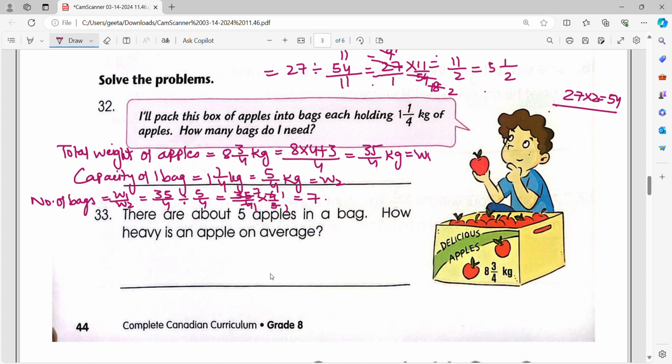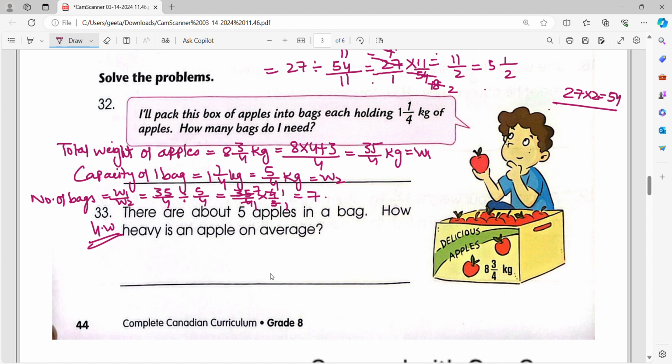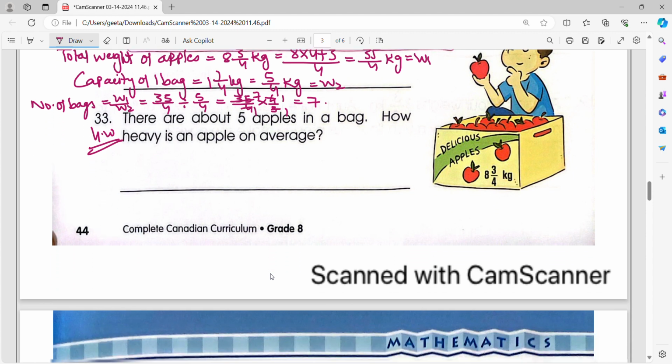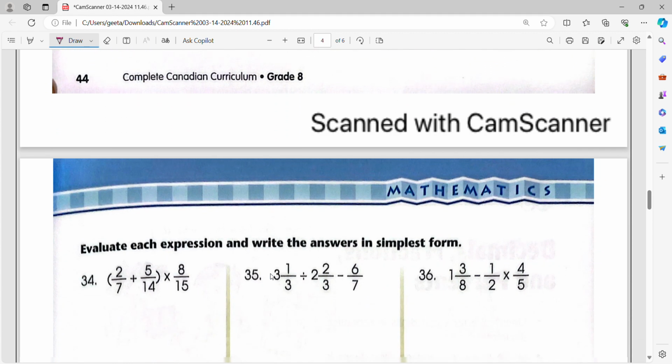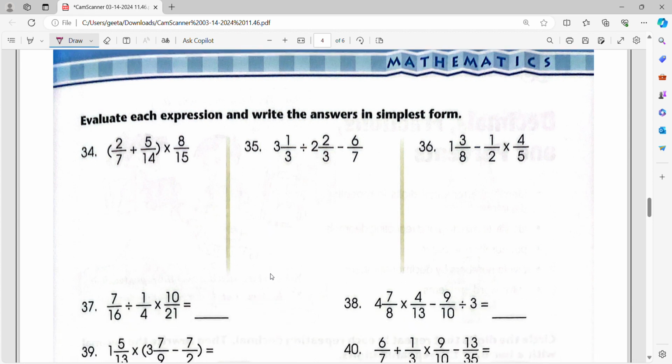Okay. Can you please do this 33rd question in homework? If there are 5 apples in a bag, how heavy is an apple? I want you to use your mind in that. Can we solve these questions now?